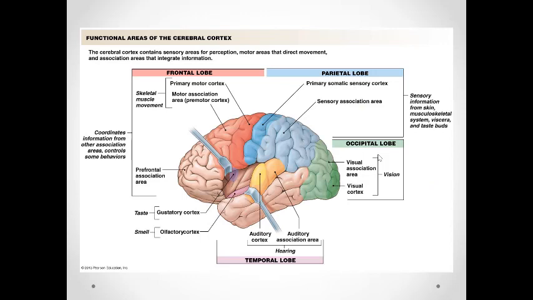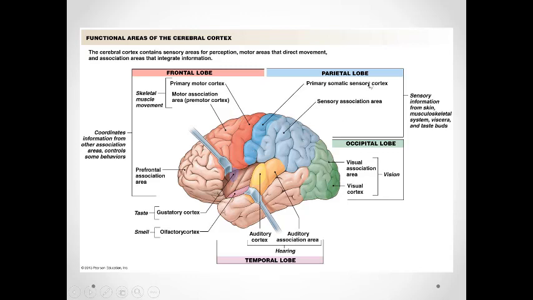Let's take a look at what each of these areas do. First of all, your frontal lobe is really responsible for coordinating all of the information from all of the associated areas, and it's going to control behavior. So if you have to do any planning, or any movement, your frontal lobe is going to come into play. Your frontal lobe has an area that is highly specialized and deals with skeletal muscle movement, called the primary motor cortex and the motor association area.